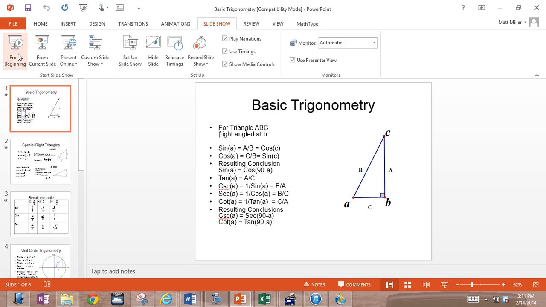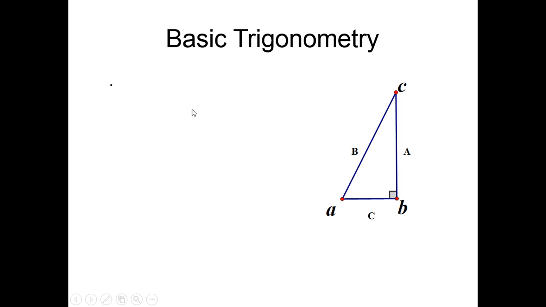Alright, we're going to start with reviewing some basic trigonometry. We're going to talk about a right triangle, the right triangle ABC, whose right angle is at B. We're going to look at the sine, cosine relationships.